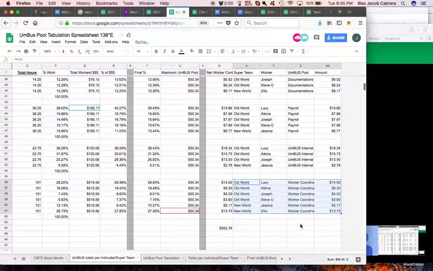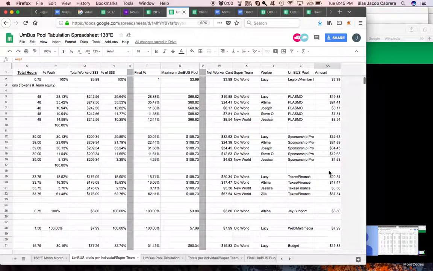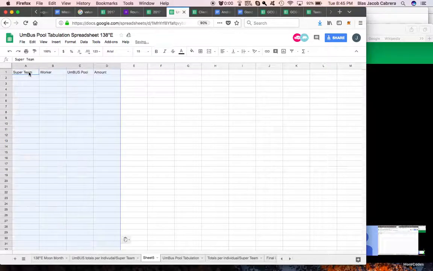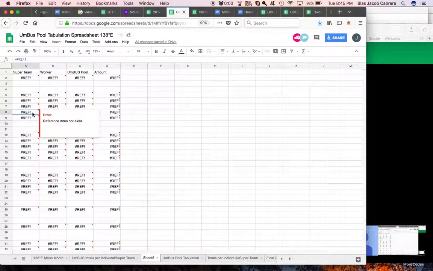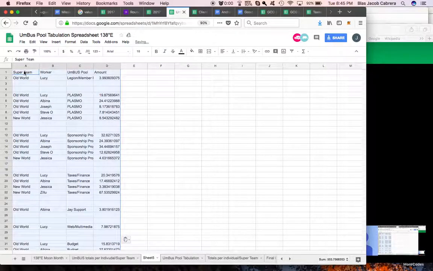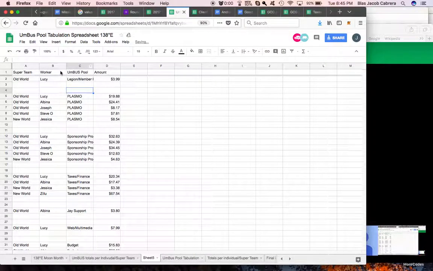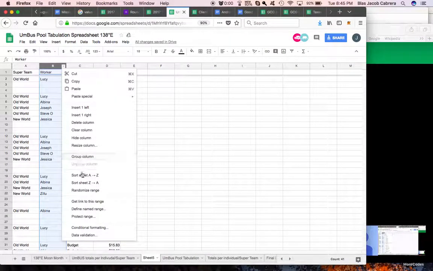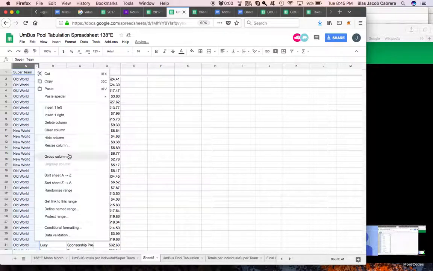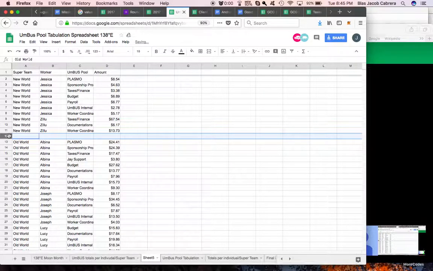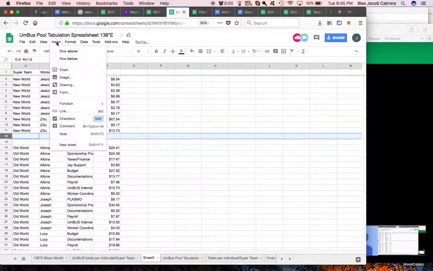All right, done. So now I can take all of this and copy it, and then we can create a new spreadsheet and paste it here. Whoops. I'm pasting it as is exactly. This is all dollar amounts. And then we're going to freeze the first row, and then we can just organize by worker and by super team.